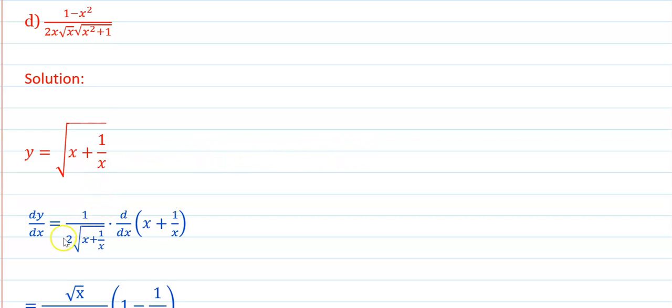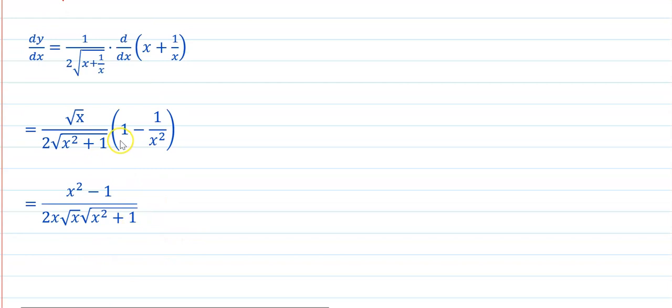Similarly, 1 upon 2 times in root of x plus 1 upon x into ddx of x plus 1 upon x. x चा डेरिव्हेटिव्ह किती आला? तर 1 आला. 1 upon x चा डेरिव्हेटिव्ह किती? तर minus 1 upon x square. पुढे सिम्प्लिफिकेशन करणार. मग ते सिम्प्लिफिकेशन कसं? It is like this. See this here. This is the root x.